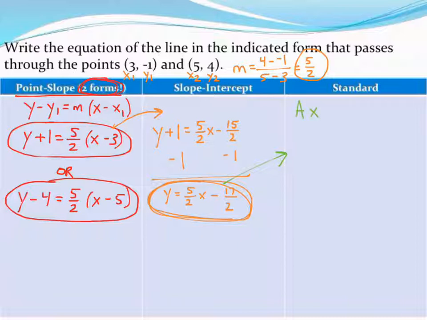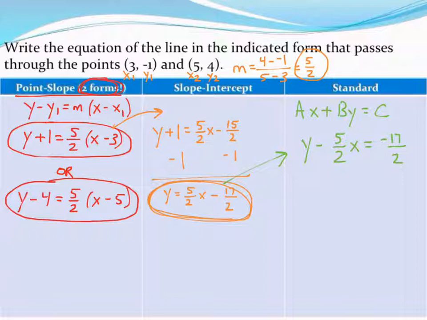Standard form, recall, looked like this: ax plus by, or those x's and y's could be switched. X and y on the same side, though, and then a, b, and c all have to be integers, no fractions allowed. So if I rearrange where I left off by getting x and y to the same side, I can subtract that 5/2 x to get it to the same side. And then equals -17 over 2.